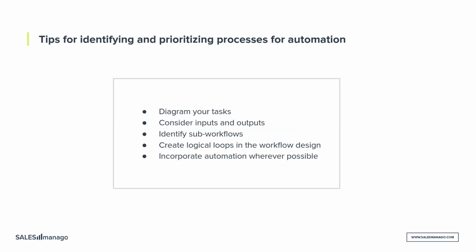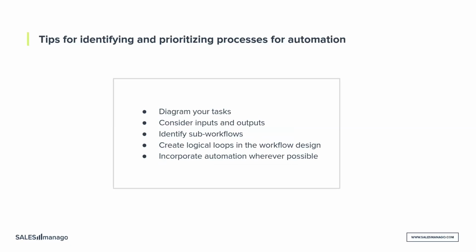How to identify those processes? That's also another question. Well, check your tasks, then see what can be automated. Consider inputs and outputs. What do you need to start this as a process? What do you want as an outcome for this process?